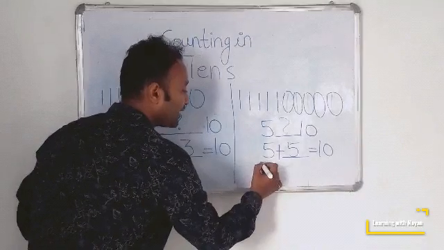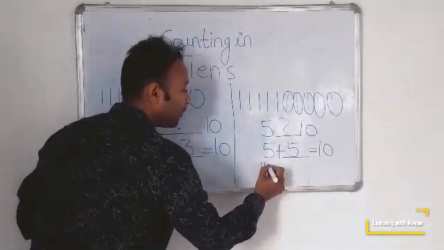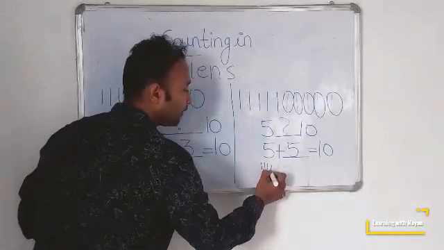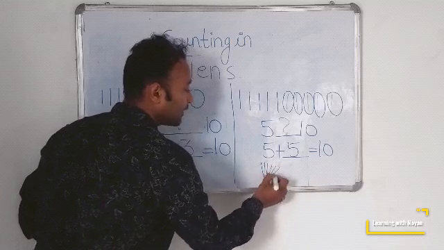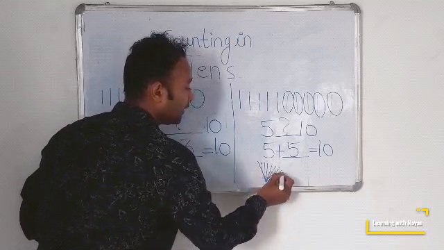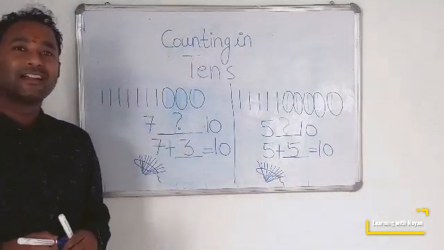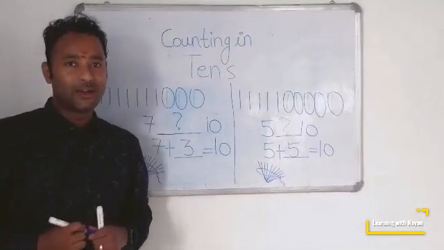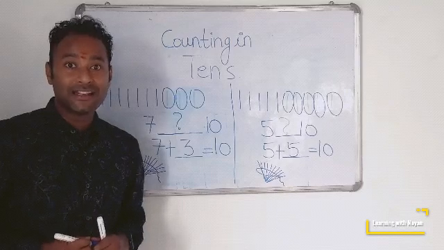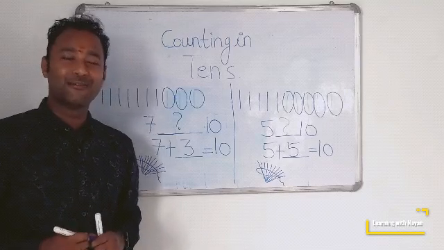So now you can say that it is again a bundle of 10. 4, 5, 6, 7, 8, 9, 10. So now it is a bundle of 10. I hope you have understood the concept of addition from now onwards. Very good.